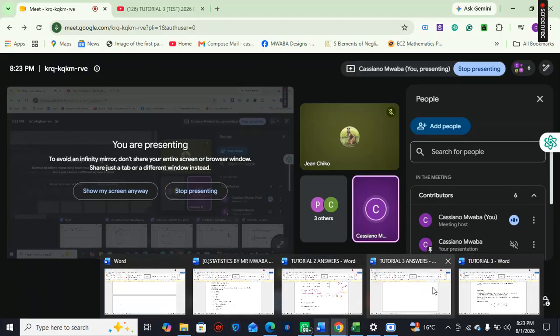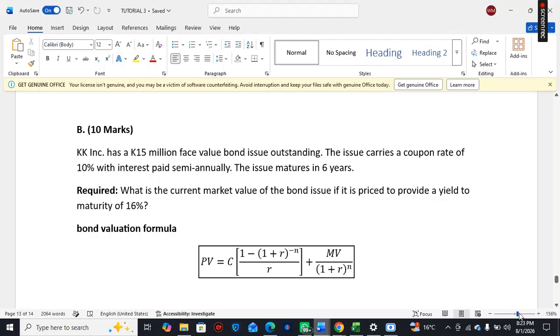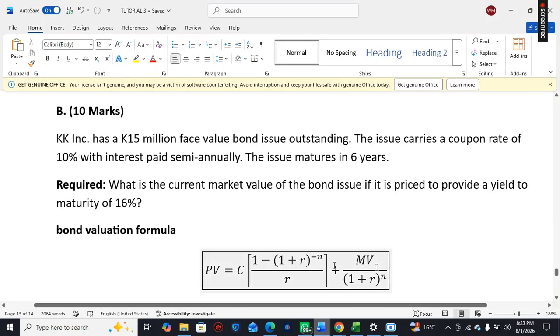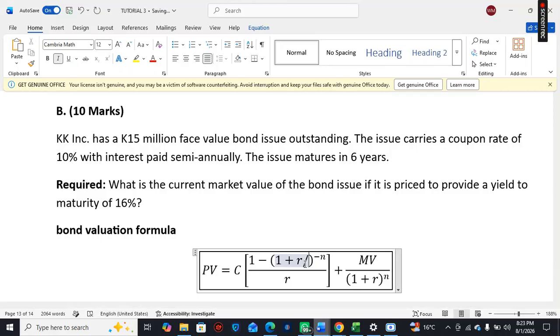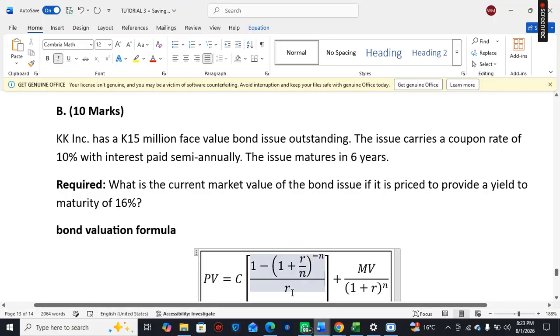So since this bond interest is paid semi-annually, in this formula, where there's R, you're going to divide it by the number of compoundings, which is N. Where there's R, divide by the number of compoundings.